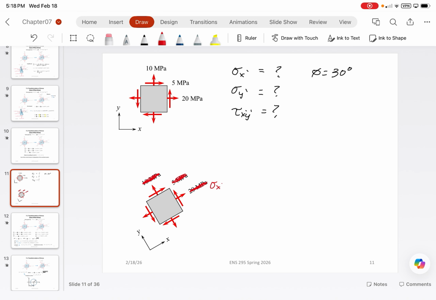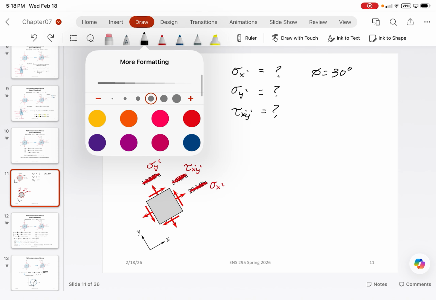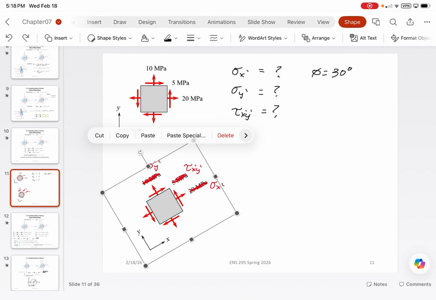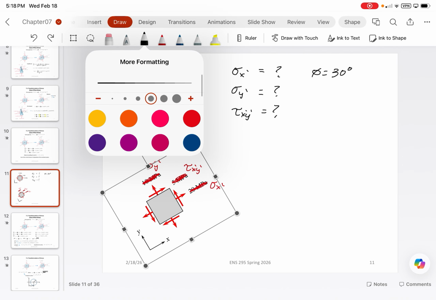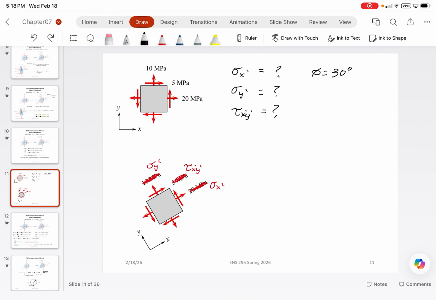This would be our sigma x prime. This would be our tau xy prime. And then this would be sigma y prime. This would become y prime and x prime. All right. And so this rotation is 30 degrees from what it initially was.